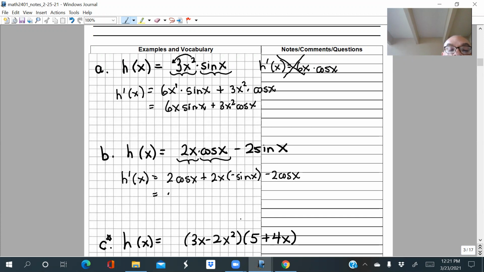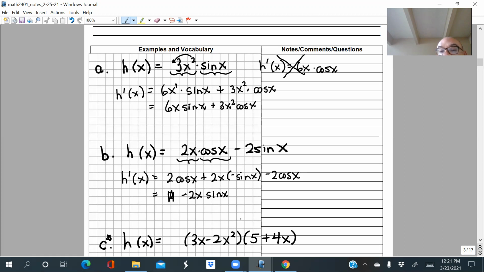So altogether here, what do we have? These two cancel, right? So I have 2 cosine of x minus 2 cosine of x. So those cancel, and you just get left with the middle term. So you just have minus, I'm going to put the minus in front. So I have minus 2x sine of x. That minus sign I'm going to write in front of the 2x. So that's it. There is the derivative.